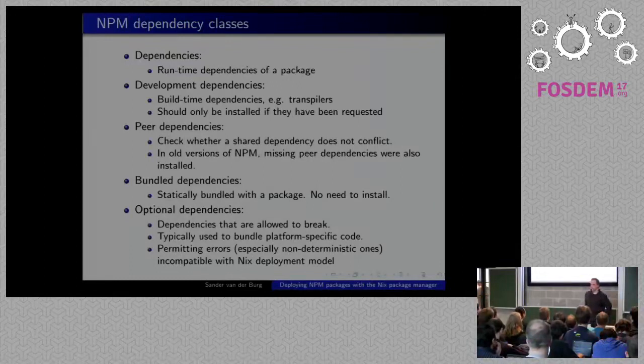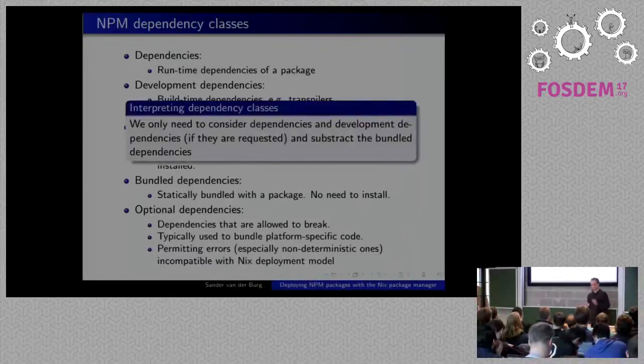And it also has bundle dependencies, which are basically node modules already in the package that you don't have to download again. It also supports optional dependencies, in the sense that optional dependencies are allowed to fail. And if they fail, the package installation still succeeds. That's also somewhat incompatible with the Nix deployment model, especially if these failures are non-deterministic, for example because of a network failure or something.